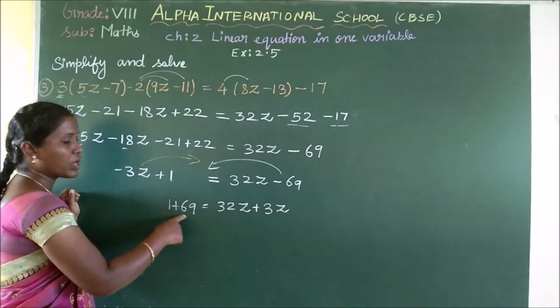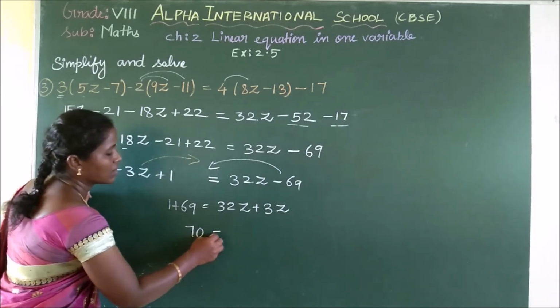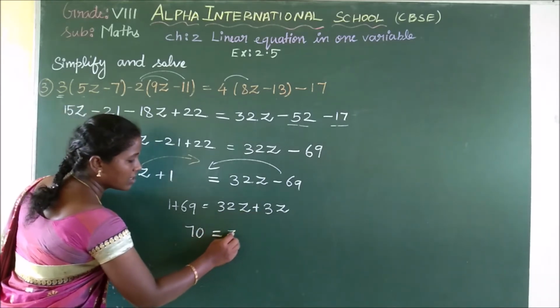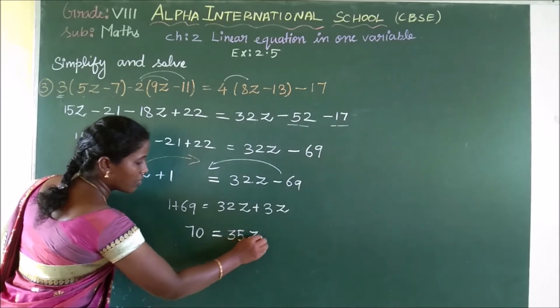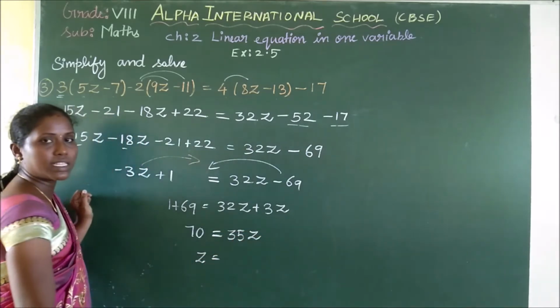Now what is 1 plus 69? It is 70. 32z plus 3z is 35z. So what is the value of z? You can find that easily.